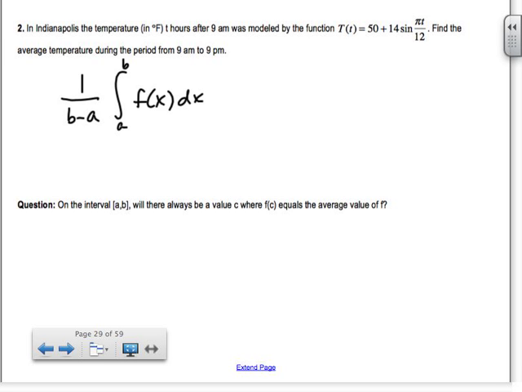All right, so it says in Indianapolis, the temperature in degrees Fahrenheit, T hours after 9 a.m. was modeled by the function given. Find the average temperature from 9 a.m. to 9 p.m. Okay, now this is kind of tricky. When you think about the setup, what is your a to b? What's your interval?